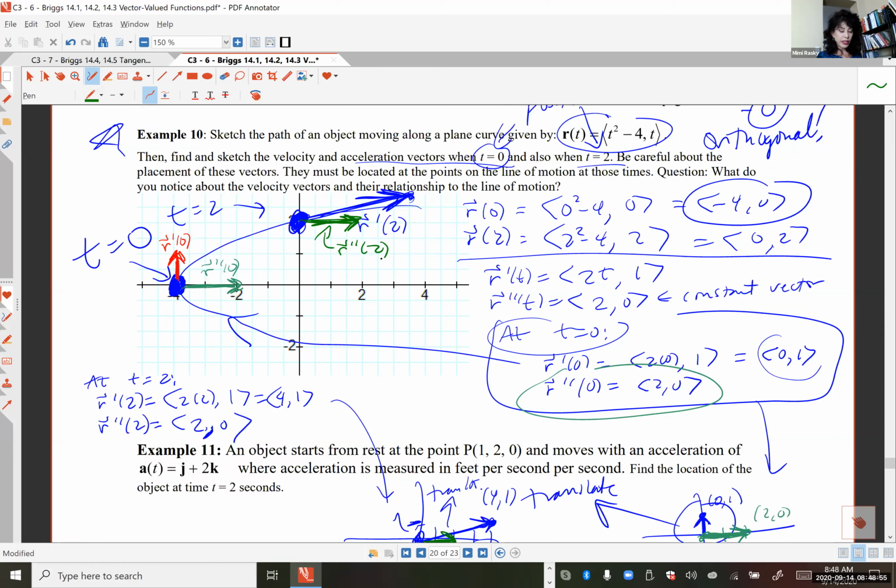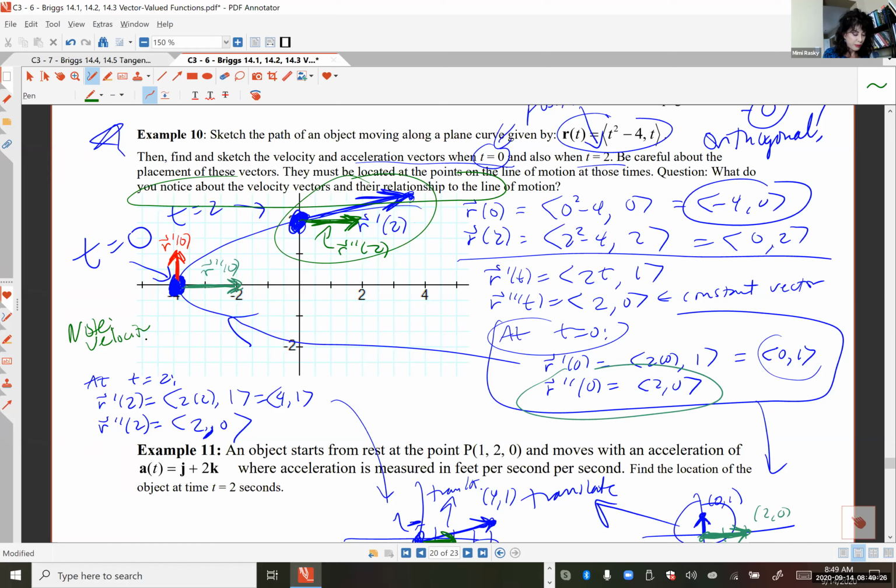Now, I'm done with this problem, but here's the key point. These vectors here, the velocity and acceleration, are definitely not orthogonal at time t equals 2 seconds. Can you see that? They're not orthogonal there. But I want you to notice the velocity vector. This is answering the last question: what do you notice about the velocity vectors in their relationship to the line of motion?